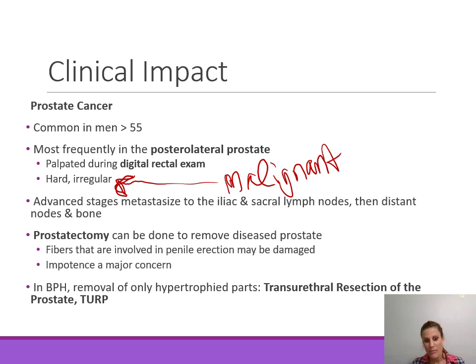A prostatectomy is removal of the prostate gland, and this can be done for prostate cancer or severe BPH to remove that diseased prostate. During the prostatectomy, the fibers that are involved in penile erection can be damaged, so impotence is a major concern. To avoid this, only the diseased parts of the prostate can be removed. Specifically in BPH, there's a procedure that allows you to remove only the hypertrophied parts that surround the urethra.